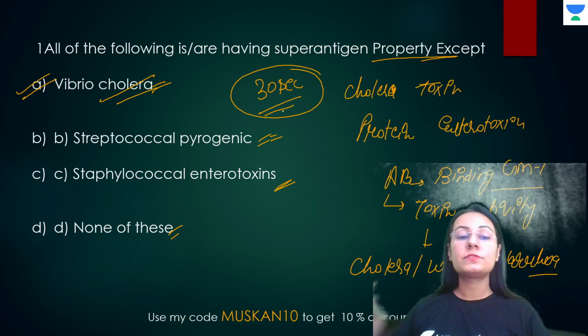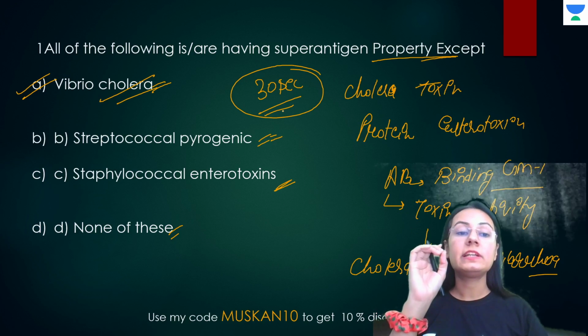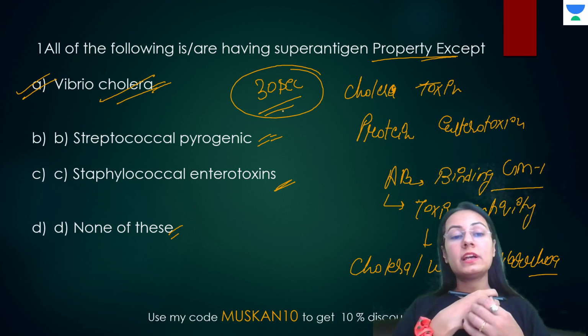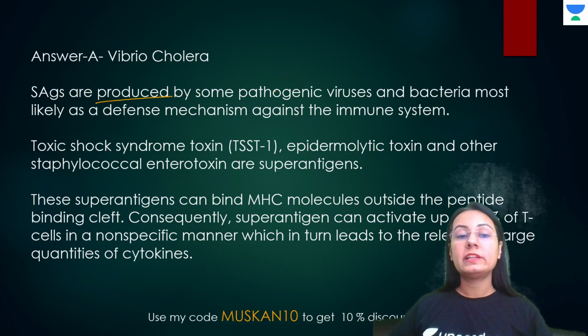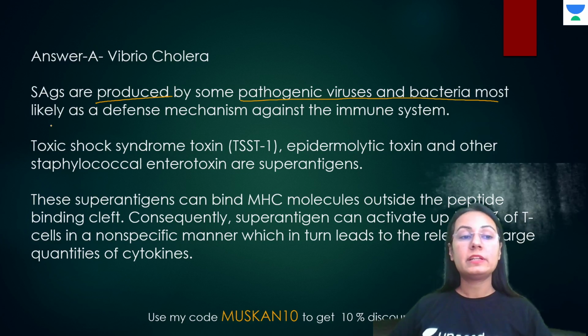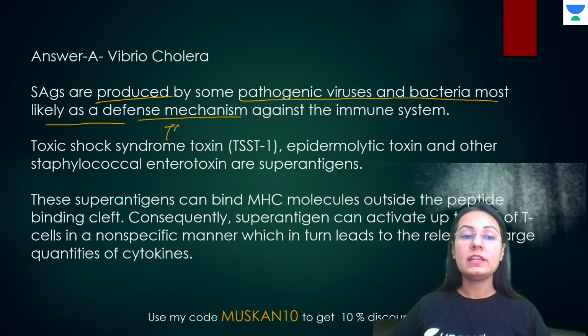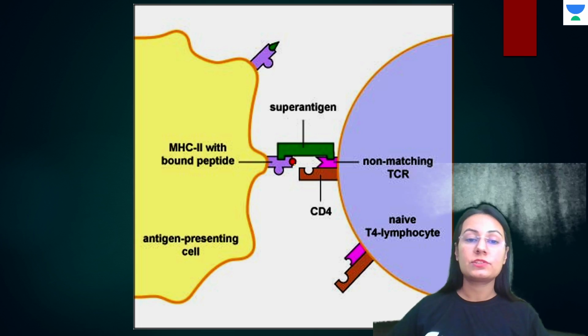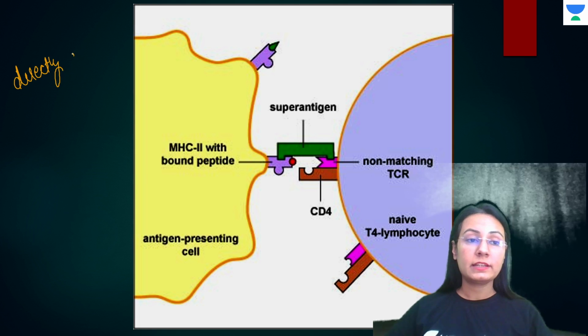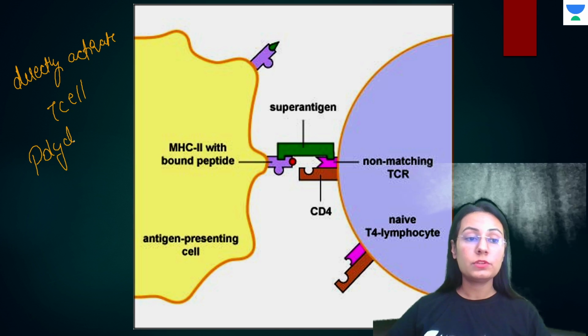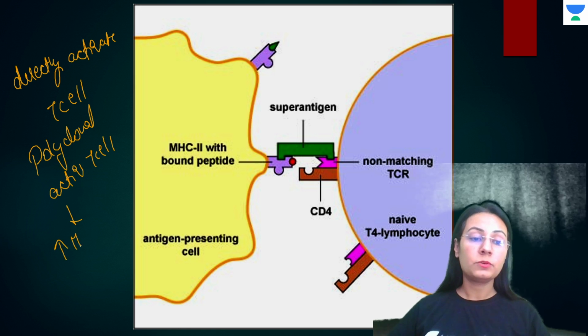In Streptococcus, and first Staphylococcus enterotoxin, exotoxin, and TSST, streptococcal pyrogenic toxin, these are again super antigens. Super antigens are produced by pathogenic viruses and bacteria, most likely as a defense mechanism. TSST-1, epidermolytic toxin and enterotoxin are super antigens. Now, what is the function of the super antigen? They directly activate the T cell. They do the polyclonal activation of T cells, and this causes hypergammaglobulinemia.